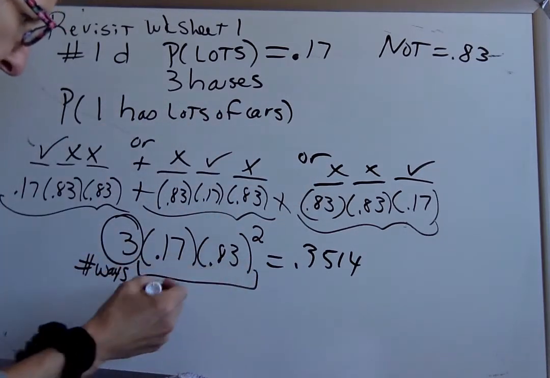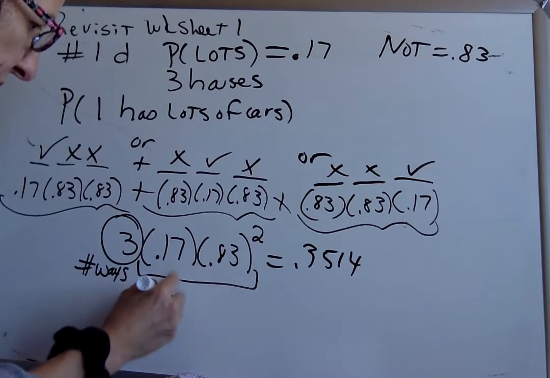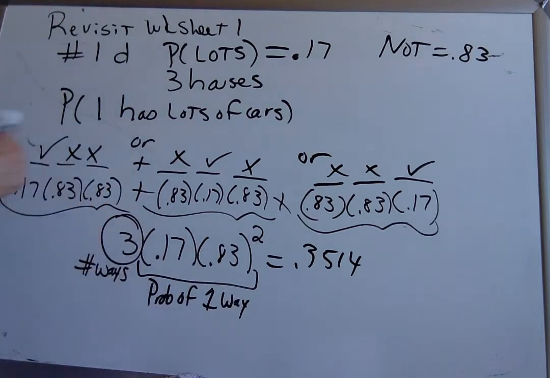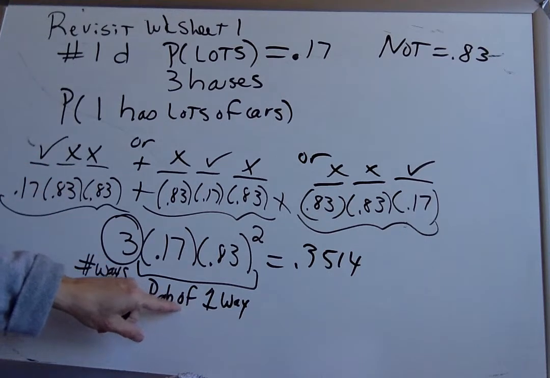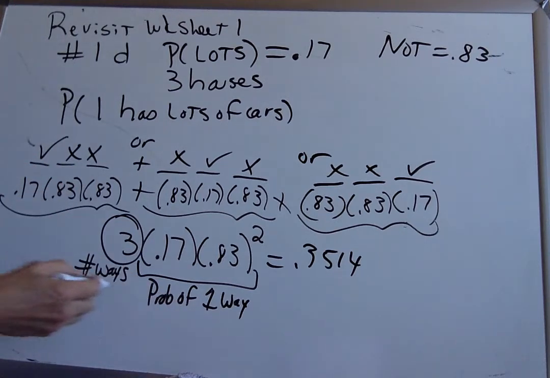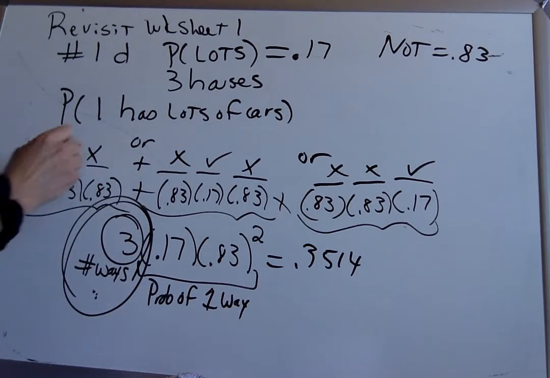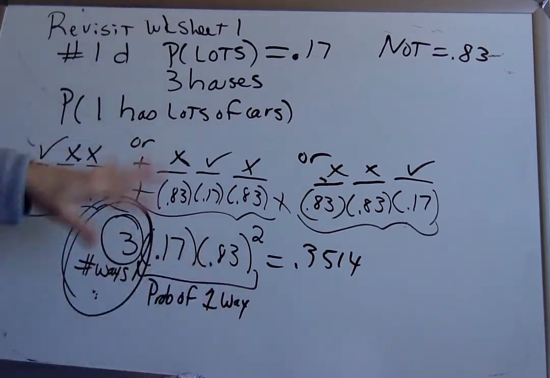And what does this represent? The probability of one of the ways, right? Like if it had said the red house has lots of cars, I would have just written this. What does the probability of one of them look like? So this number of ways, that's the hard piece. That's the one that we had to sit here and make sure that we had written every possible scenario, right? That is the combination. So I want to leave that there.